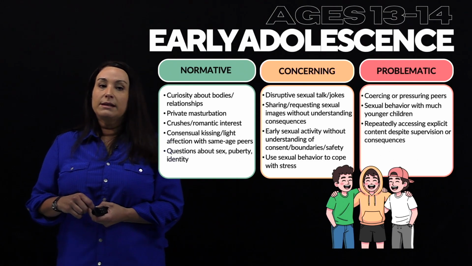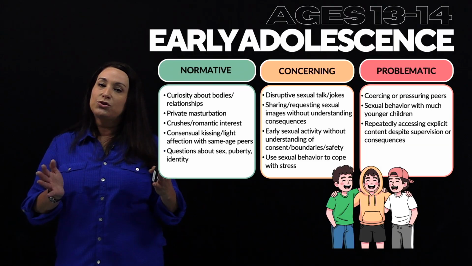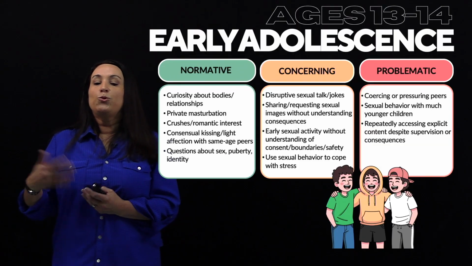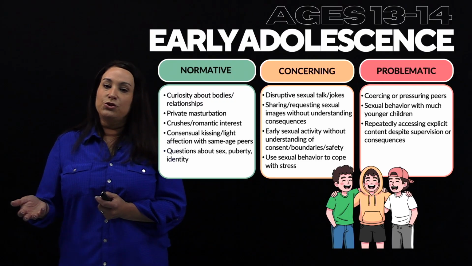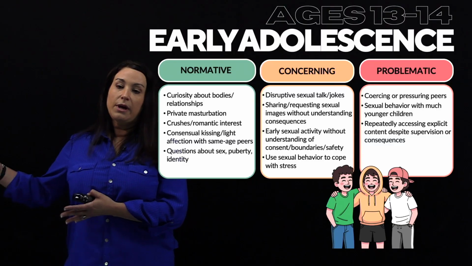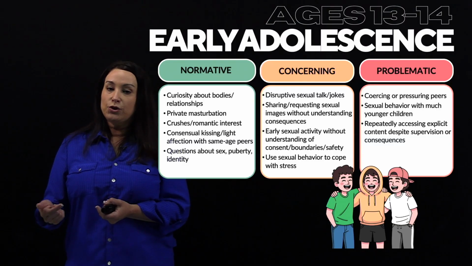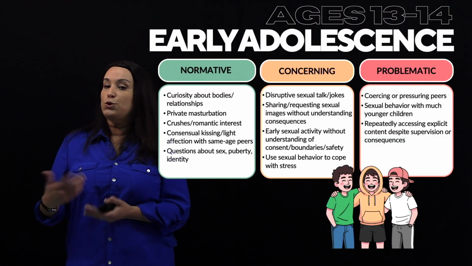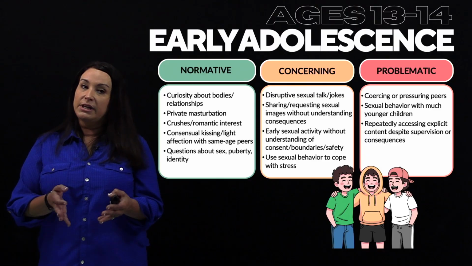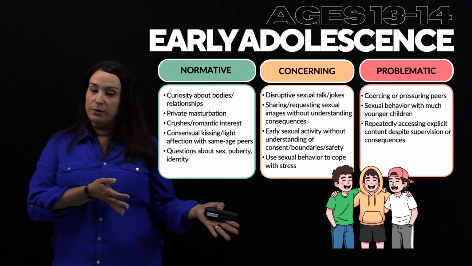So early adolescence is going to be ages 13 to 14. And again, remember, there's some overlap when you go from early to middle to late adolescence, and even late childhood. Normatively, they're curious about bodies and relationships. You'll see masturbation occurring privately at this age and maybe earlier; it really coincides with puberty for the most part. Crushes and romantic interest increase. You'll see consensual kissing and light affection with same-age peers. You will see a small percentage at this age engaging in consensual sexual intercourse with same-age peers.